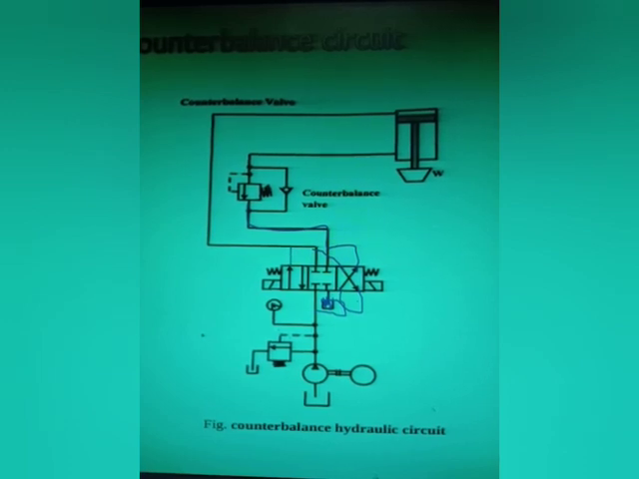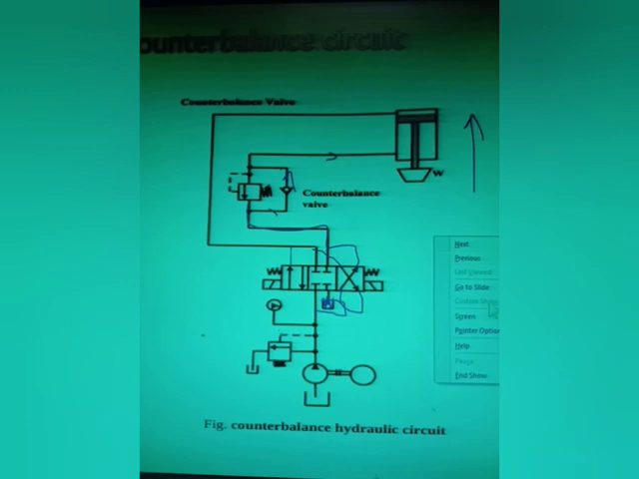So in this second position, the pump is connected to the B end of the actuator. The oil will move from here. It will not move through this valve because it is normally closed. So the oil will move through this check valve, and through this check valve the oil will go to the actuator. The load will be lifted in the upward direction, and from the other end of the actuator the oil will come to this line and go to the reservoir.